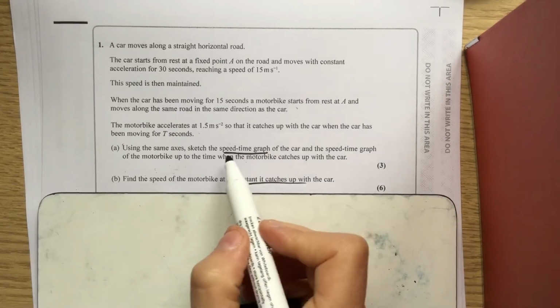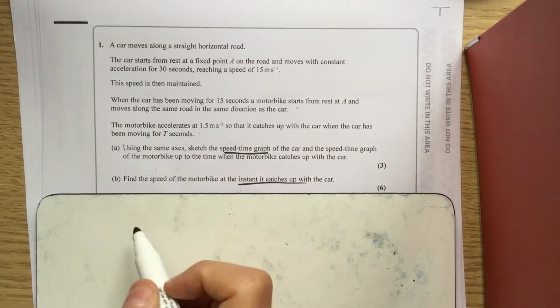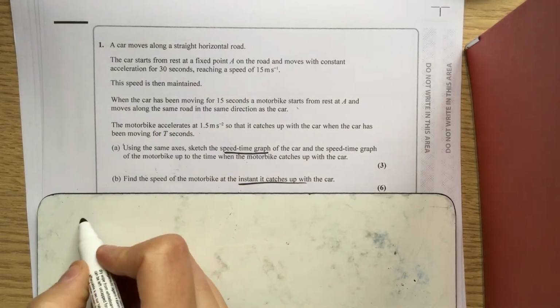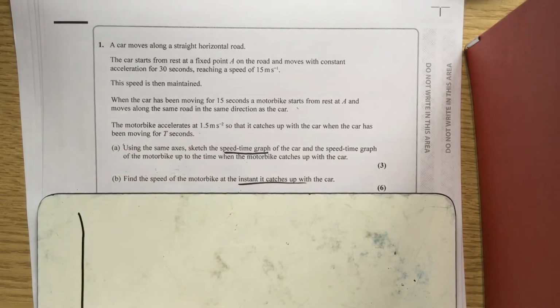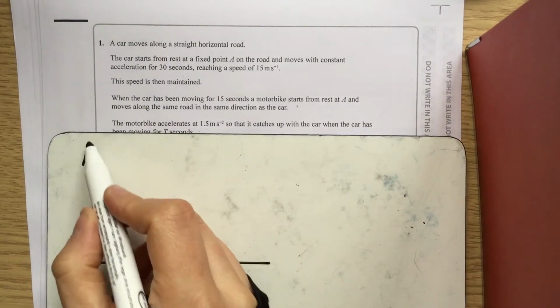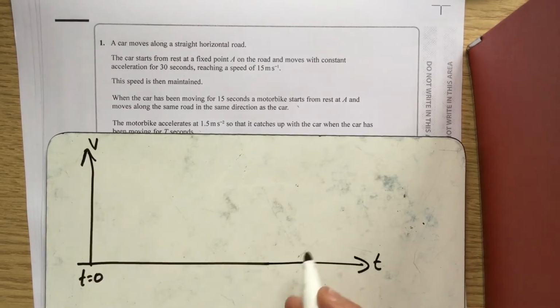Okay, question 1. This question is all about speed time graphs. So the first part of the question just asks you to draw a speed time graph for the car and the motorbike. So we can see a car starts from rest at the beginning. So here is our time equal to 0. We're doing a speed time graph, and here is our time axis.